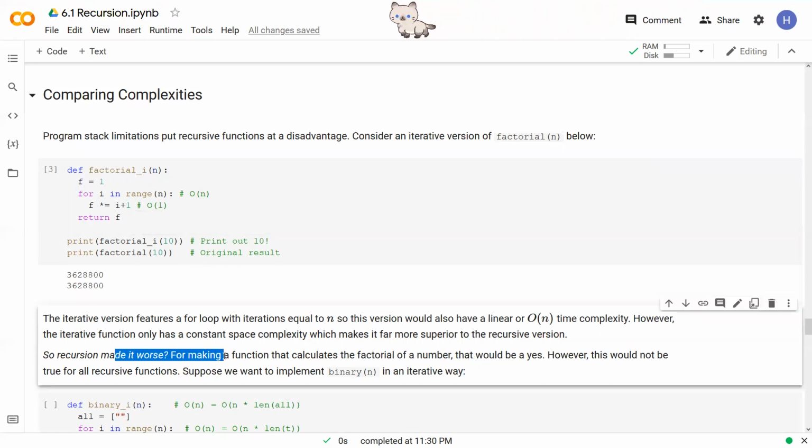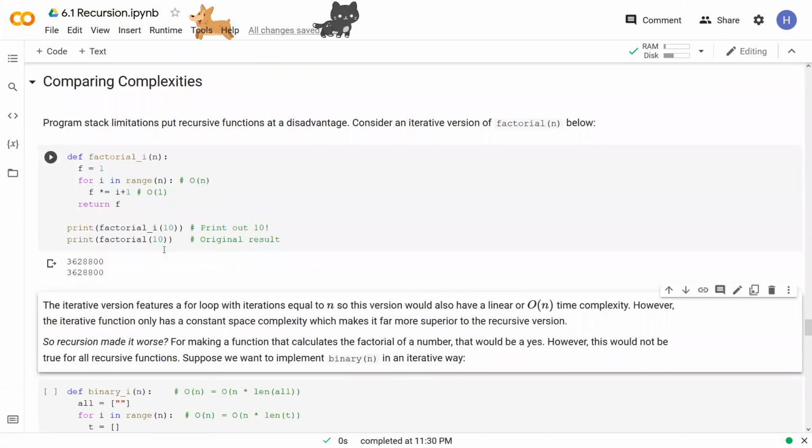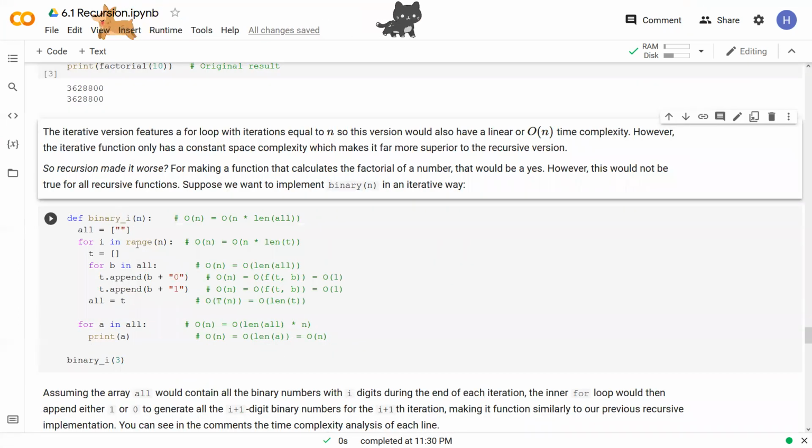So, ayun. That only means na hindi ba dapat tayo, parang umiwas ba dapat tayo sa recursion because it would take additional memory? Actually, that is not entirely true. Depende din siya sa ating problem or application. So let's consider yung iterative version naman ng ating binary function which prints all n-digit na binary numbers.